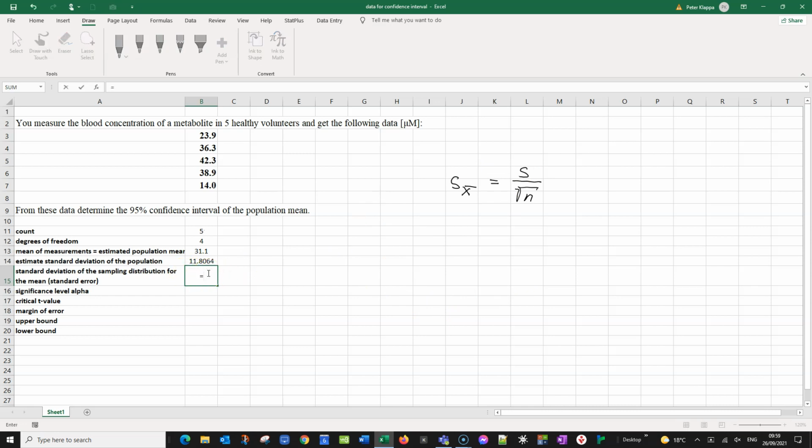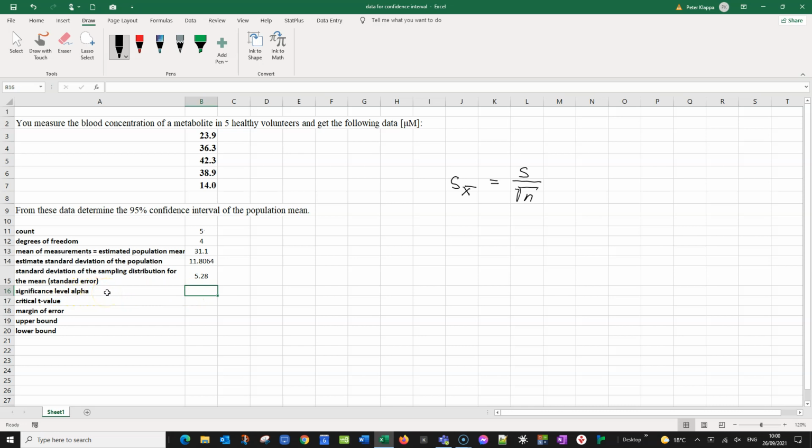So this would be the standard deviation, our estimate for the standard deviation of the population, that is this one here, divided by the square root, and this is this SQRT, and this is the observation number, and here we have 5, close the bracket. So this is our standard error of the mean, which is very often called. Next step is we need to calculate the significance level alpha.